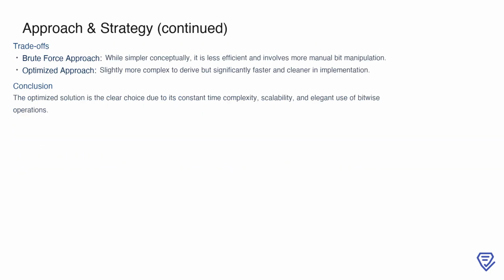When comparing the two approaches, we can see clear trade-offs. The brute force approach is conceptually simpler, as it involves straightforward bit-by-bit comparison. However, it is less efficient and requires more manual bit manipulation, which can make the implementation error-prone and harder to optimize. On the other hand, the optimized approach is slightly more complex to derive, as it relies on key insights about XOR and bit manipulation. However, it is significantly faster and cleaner in implementation, with constant time complexity and greater scalability.